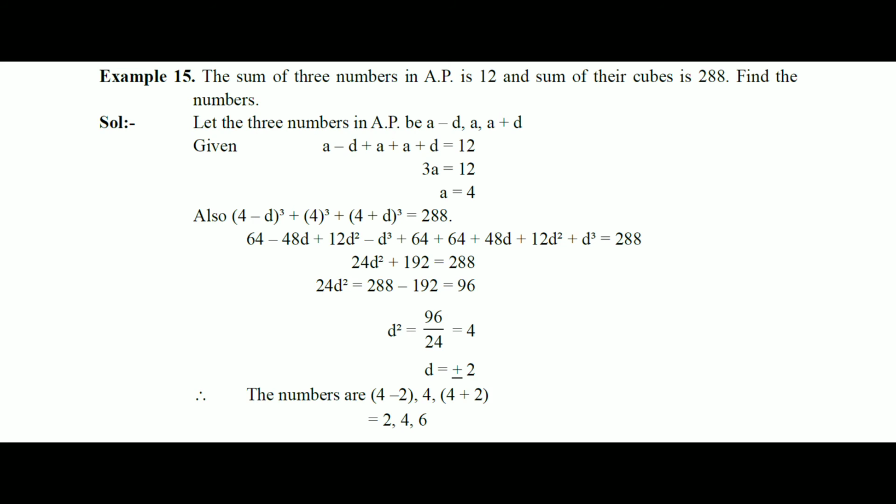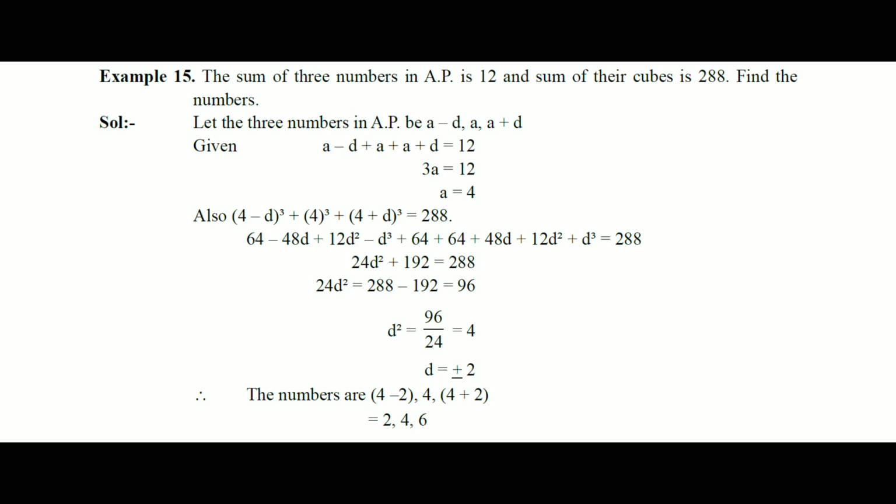Then given these three numbers have the sum 12, means a minus d plus a plus d all added equal to 12. Minus d and plus d get cancelled. 3a is equal to 12. From here a is 12 by 3 equal to 4. So we have found the value of a.